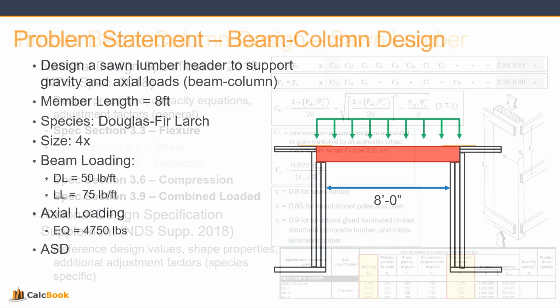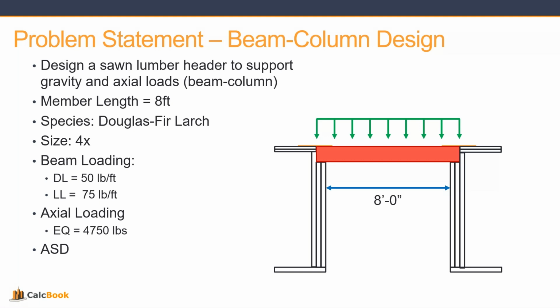So let's take a look at our problem statement today. We are going to be designing a sawn lumber header that supports gravity and axial loads, so this is how we get our beam column action. The length of the member is 8 feet. We have a Douglas fir larch species type. We have a 4x member, and we're going to be figuring out what depth we need to resist this loading. And we have a dead load of 50 pounds per foot, a live load of 75 pounds per foot, and then a pretty large seismic axial load of 4,750 pounds, and we'll be using ASD. So let's go ahead and open up CalcBook, and we'll get started on the design.